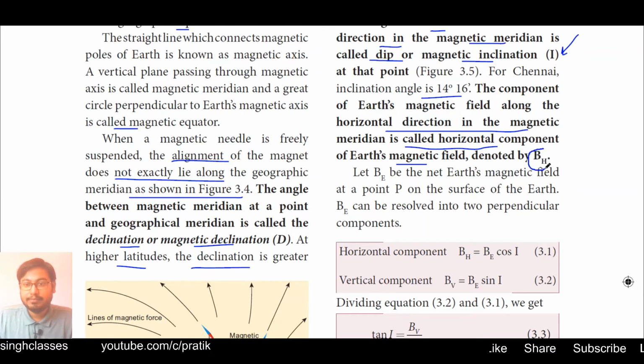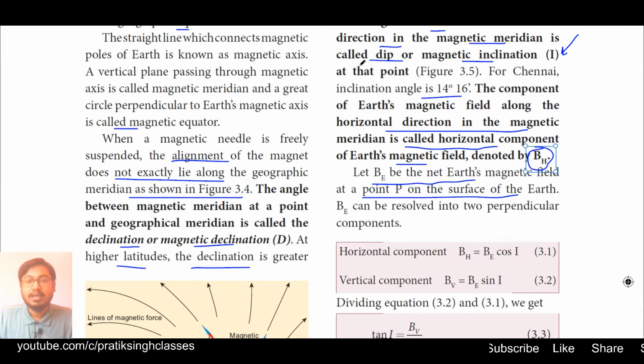Okay, that is BH. Let BE be the Earth's magnetic field at a point P on the surface of Earth. Means at any place on the surface of Earth, BE is the magnetic field. BE means magnetic field of Earth. And then we have to resolve it into its vertical component as well as horizontal component.